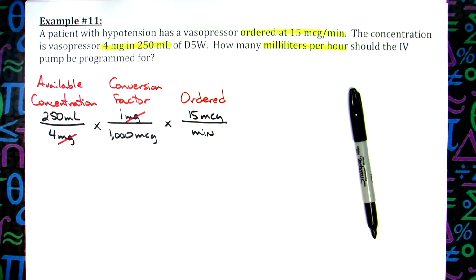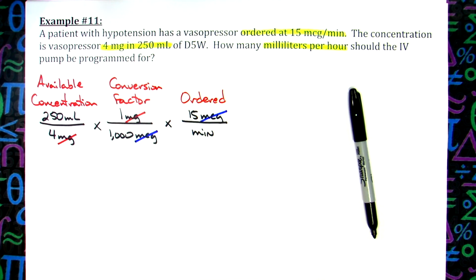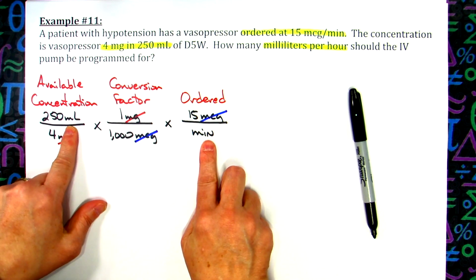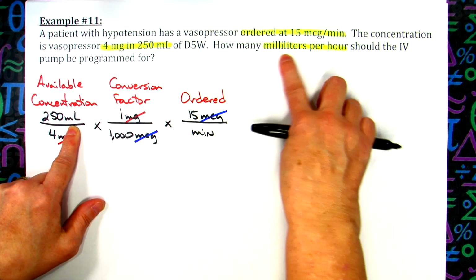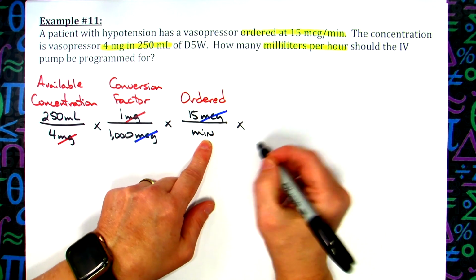Okay, so on this one, I'll cross off micrograms and micrograms. Now just look at your labels. What have you got? You got milliliters per minute. Not done yet because this is milliliters per hour. So I need another conversion factor. I've got to do minutes to hours.